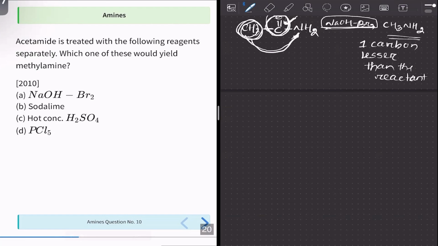What are the byproducts in this reaction? That is Na2CO3, 2NaBr, and 2H2O. This is the byproduct in this whole reaction. Okay, so what is the correct answer here? That is NaOH and Br2.